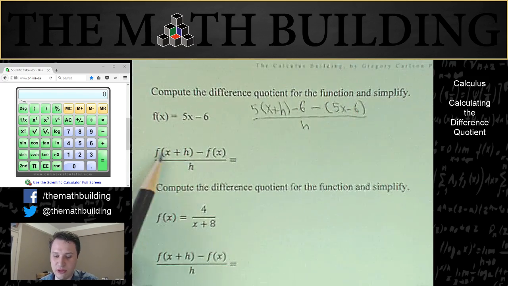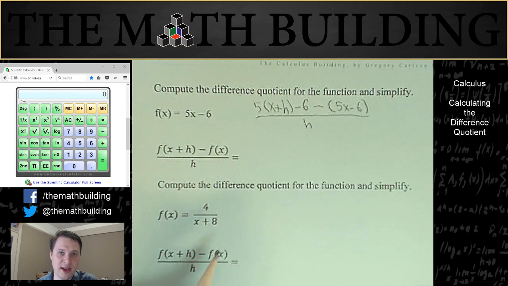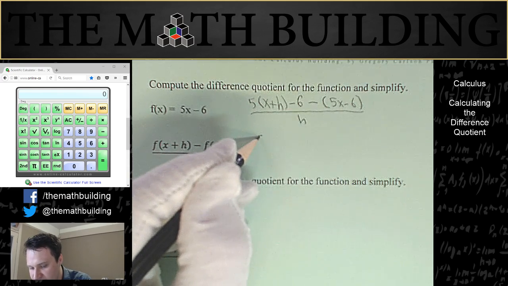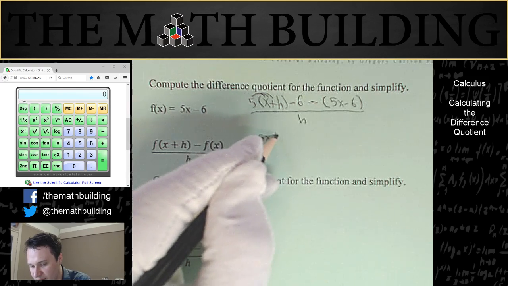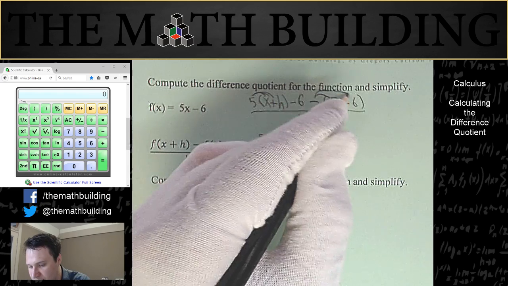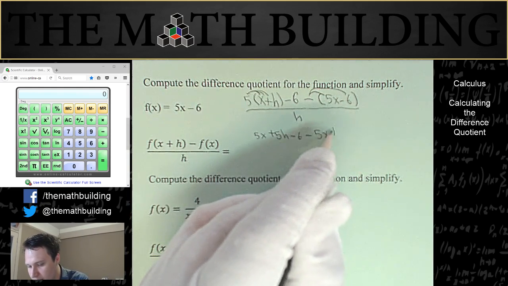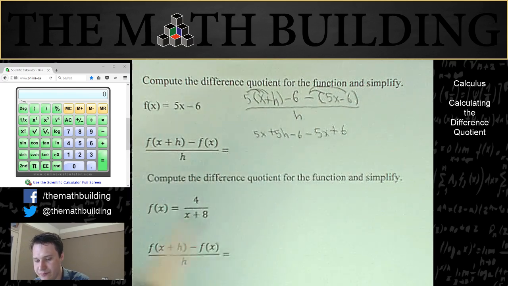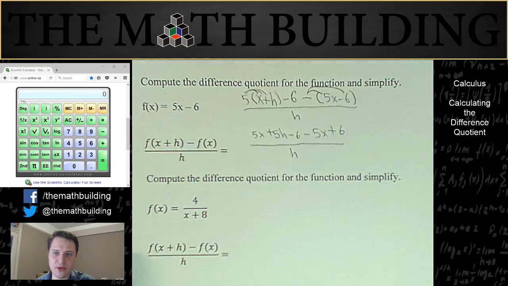And so that's it. We've just applied this to the following function, and now you should simplify a little bit. And what's nice is you're going to notice that a lot of stuff cancels. So this will be 5x when you do the distributive property, plus 5h minus 6, and let's do the distributive property with that minus sign, so that'll be minus 5x plus 6. Then we're going to divide all of that by h. Okay, so I just simplified the numerator there a little bit. Hopefully all of that makes sense.